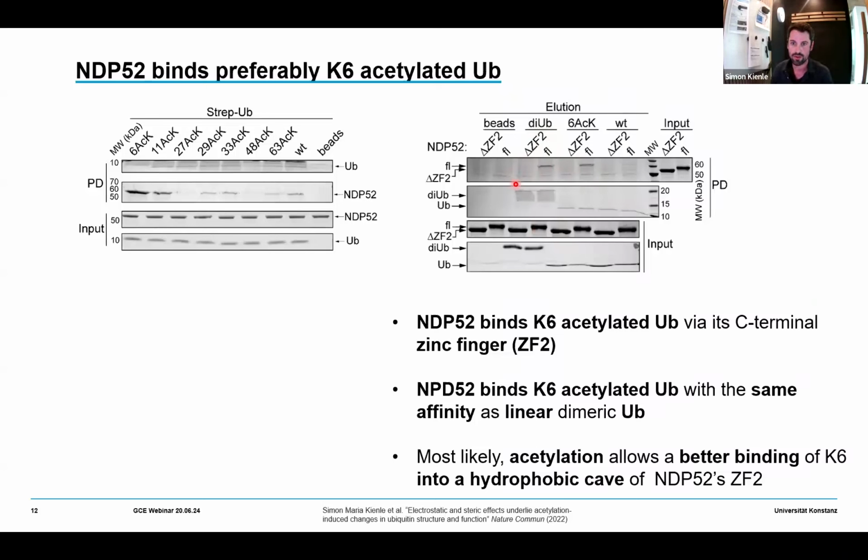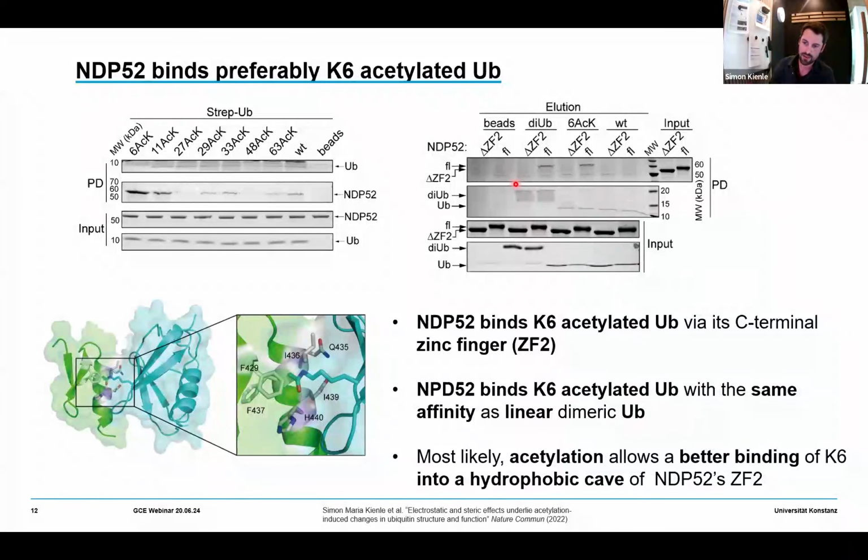We then also had a closer look into the crystal structure of NEP52, the C-terminal zinc finger here in green, binding to ubiquitin, and we could see that the acetylated lysine 6 of ubiquitin points towards a hydrophobic cave of the NEP52 C-terminal zinc finger. And so we hypothesized that the acetylation increases the hydrophobicity of the lysine residue and allows a better binding of this lysine residue into this hydrophobic patch, a hydrophobic cave.